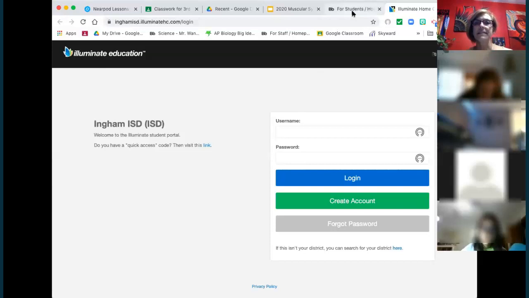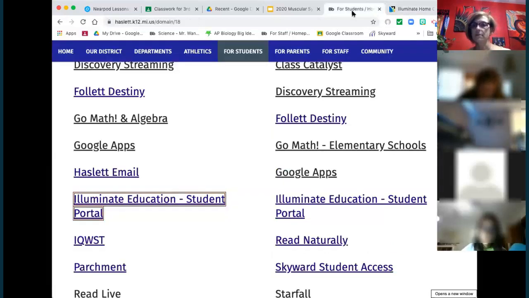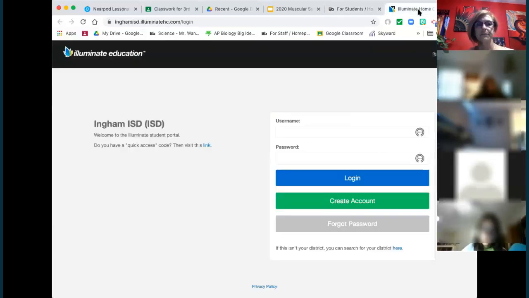So I just went to our Hazlet homepage, Hazlet.k12.mi.us. So the general one, not the high school one. Then across the top, find For Students, and then click on Illuminate Ed Student Portal. The username is your @hazlet.k12 email address. The password is the password you use to log on to the computers every day.